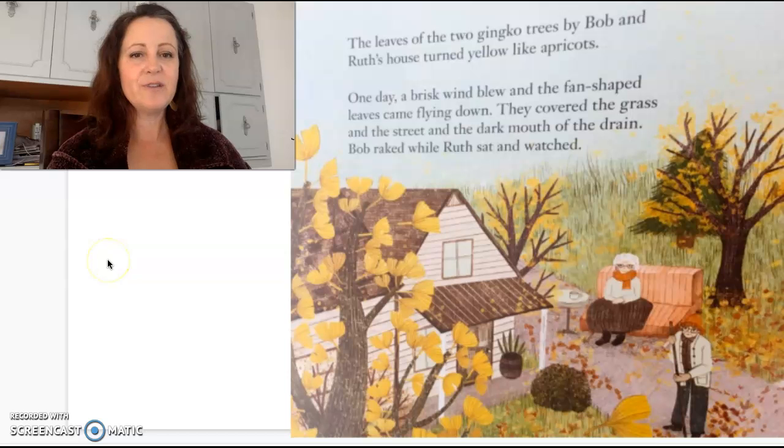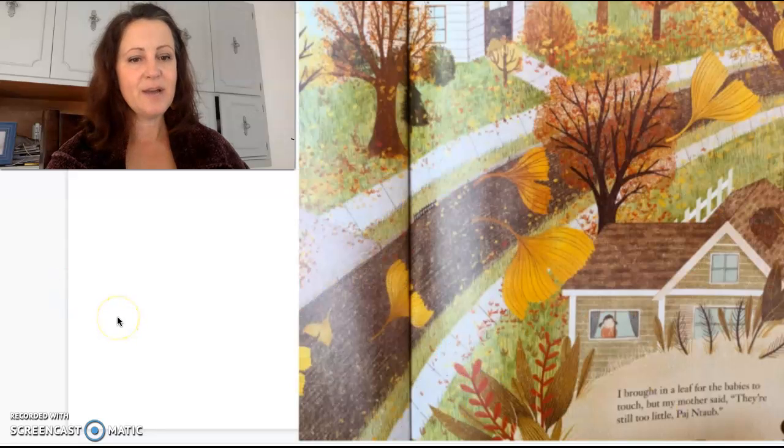The leaves of the 2 ginkgo trees by Bob and Ruth's house turned yellow like apricots. One day a brisk wind blew and the fan-shaped leaves came flying down. They covered the grass and the street and the dark mouth of the drain. Bob raked while Ruth sat and watched. I brought in a leaf for the babies to touch, but my mother said, "There's still too little, Pandau."